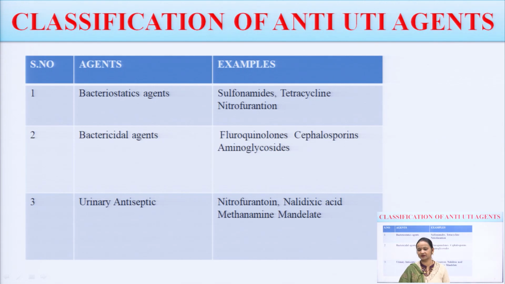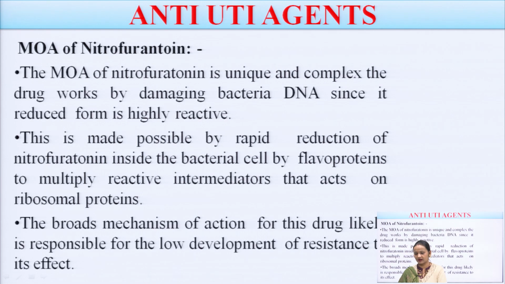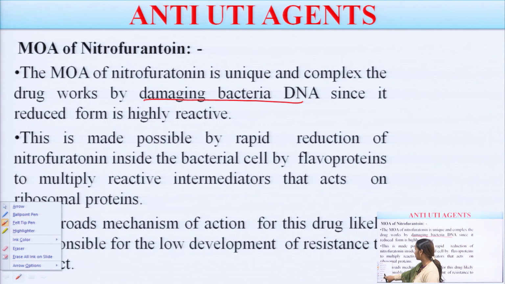If we talk about their classification, they can be classified into bacteriostatic, bactericidal, and urinary antiseptic. If we talk about examples, nitrofurantoin is active against gram positive and gram negative bacteria. The mechanism is that when it is administered, it converts itself into reactive intermediates by the action of flavoproteins, and these reactive intermediates damage the bacterial DNA.